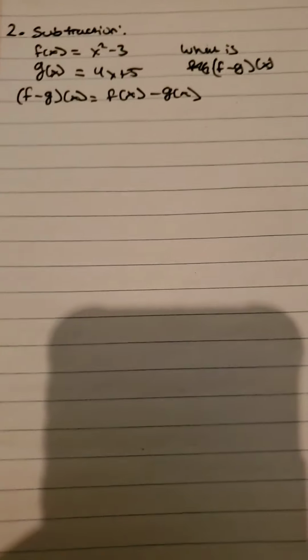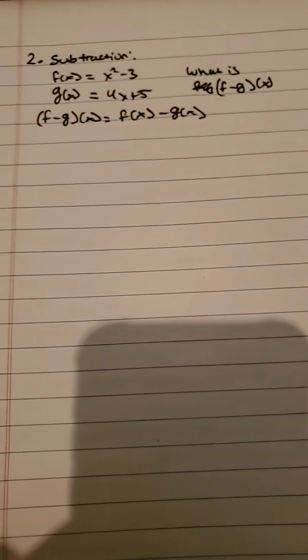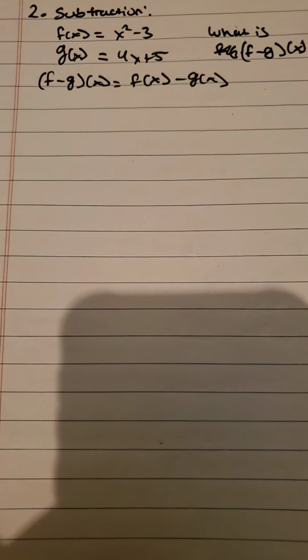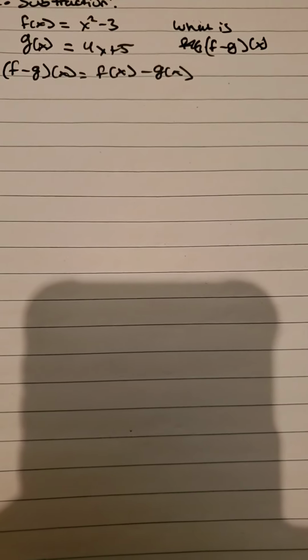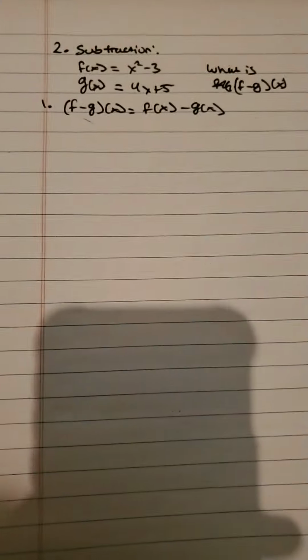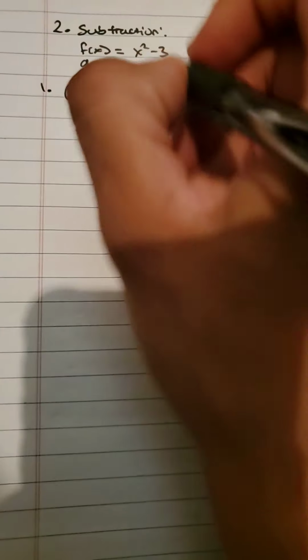The reason why in the previous example I switched them around by mistake was because of the commutative property of addition, which we talked about. Multiplication and addition are commutative. Alright, so we write out the definition, of course, that's the first step. Then we're going to plug in the functions.